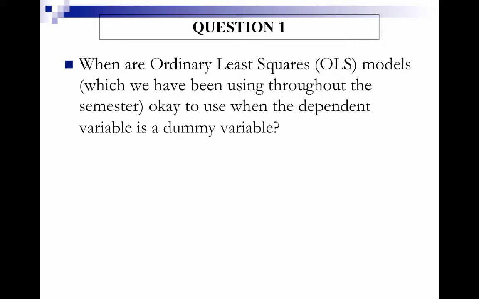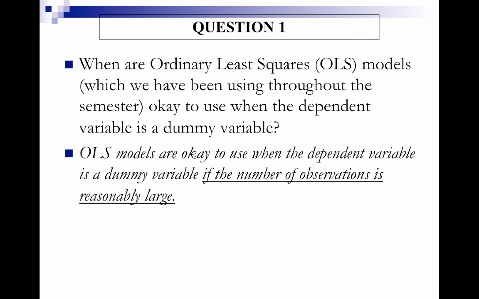For the first question, when are ordinary least squares models okay to use when the dependent variable is a dummy variable? They're okay to use when the number of observations is reasonably large. Otherwise, you would want to run logit or probit models, which are the preferred models when the dependent variable is a dummy variable or a binary variable, and then calculate the marginal effects.